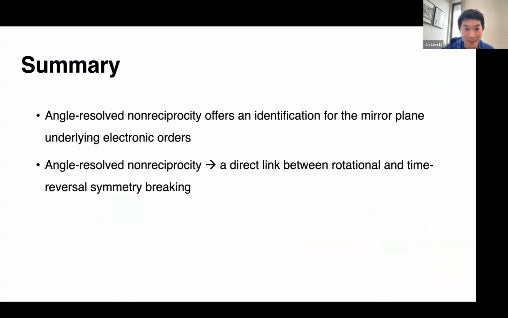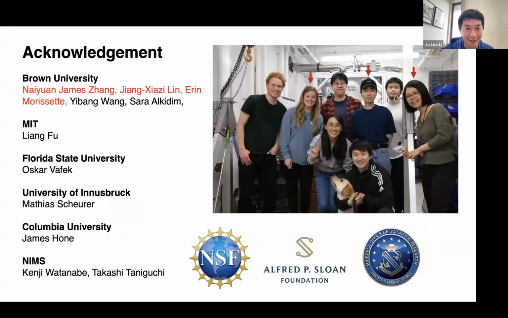Okay, so let me skip the summary but acknowledge the people who contributed to this work, right? Most of the work is done by graduate student James. He figured out the method to do all the angular fit and expand beyond the angular dependent measurement. Ling is a postdoc who did roughly half of the work, I would say equal contribution, and supported by other graduate students. We benefit from theoretical support from Liang Fu from MIT, Oscar Vivek.